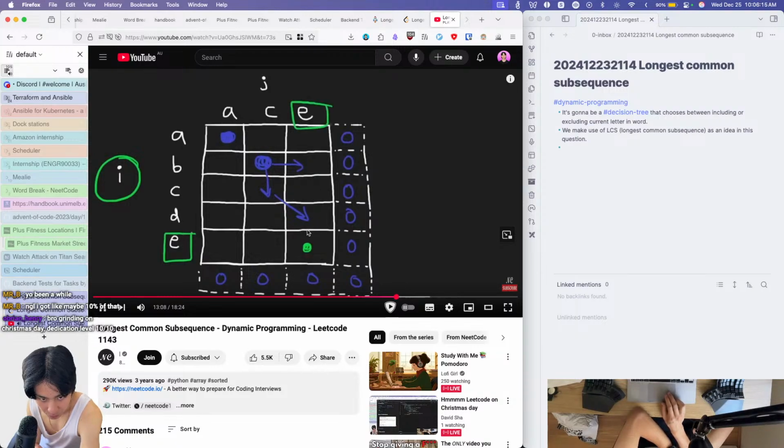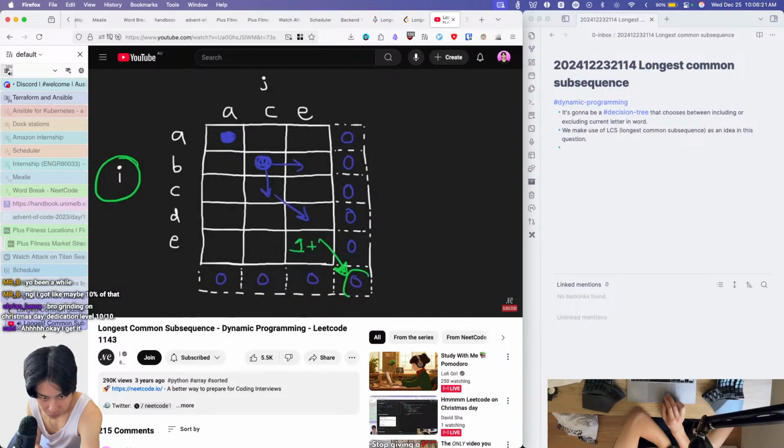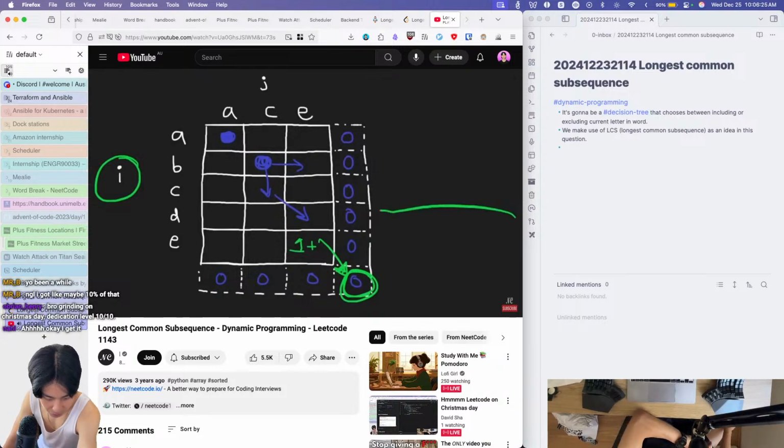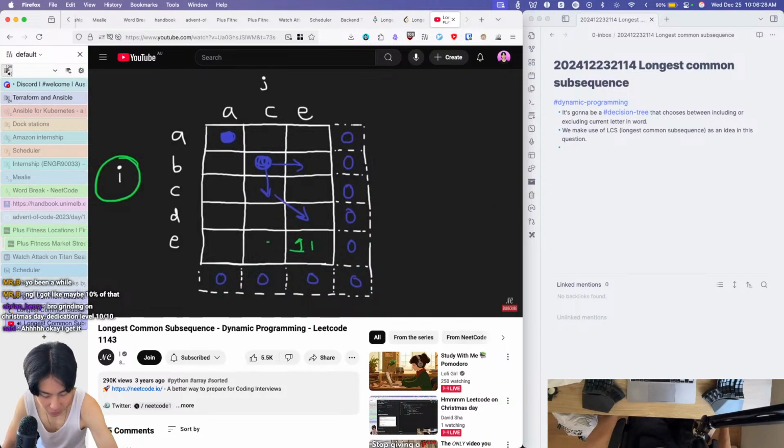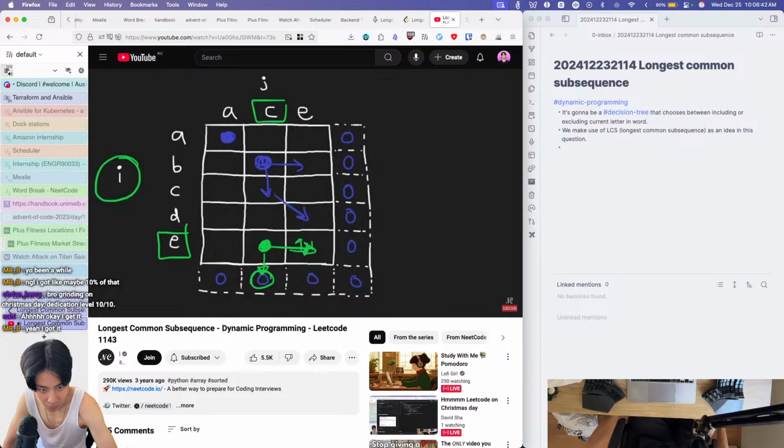And if they match each other, what we're going to do is say 1 plus the value that's diagonal. And we know when we go out of bounds, there's a 0. We're going to do that with every single cell. So when you look at these two, we get an E and a C. And when characters don't match each other, that's important. What we're going to do is look down, and we see a 0 down here, and we go to the right side, and we see a 1 here on the right side.